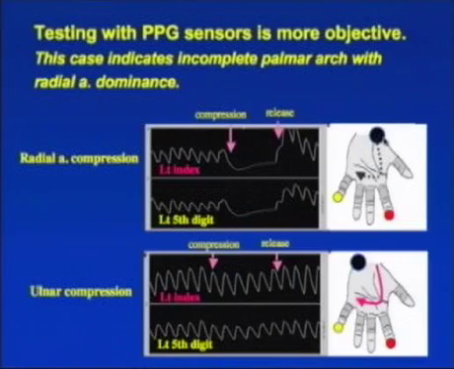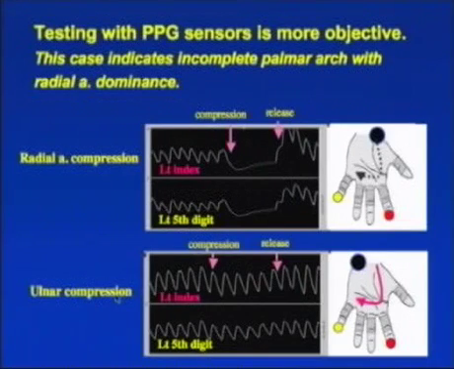In this case, when we compress the radial artery, both the index finger and the fifth digit go flat line, indicating that there's significantly reduced or no perfusion to those digits. When we release the radial artery compression, we see blood flow come back to the pre-existing compression levels.